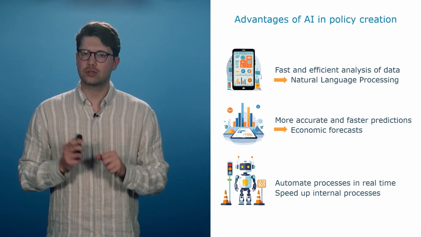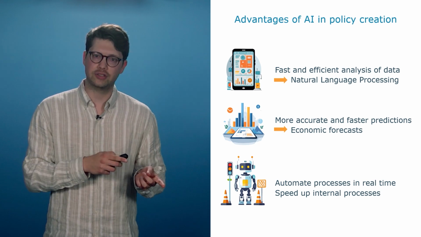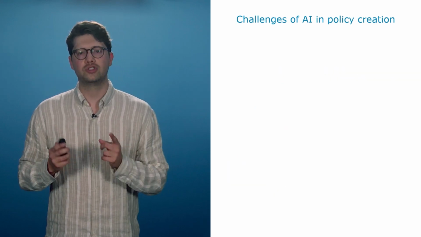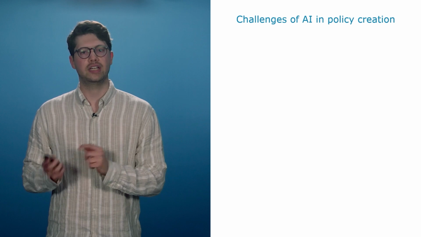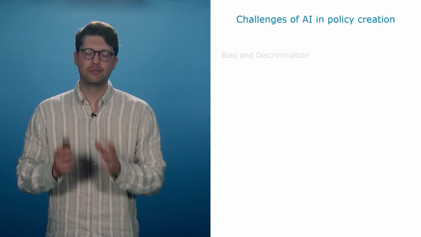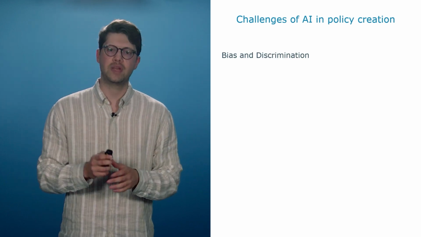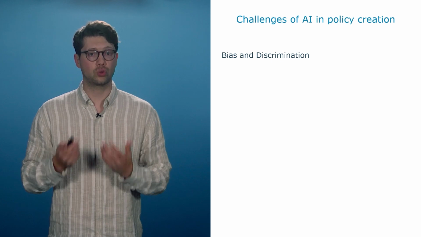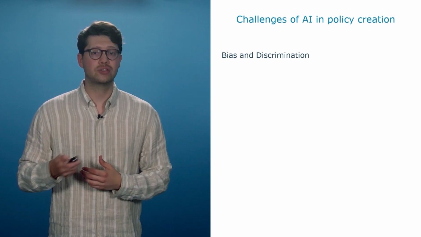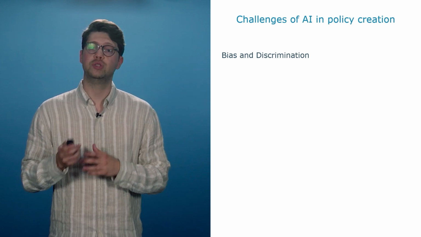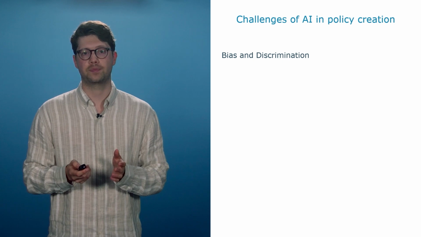Of course, all of that good stuff comes with a few downsides. Let's talk about some of the challenges that come with the use of AI in public policy. The first is bias and discrimination. Many AI systems use historical data, and any bias or discrimination in that data will be reproduced in the system.